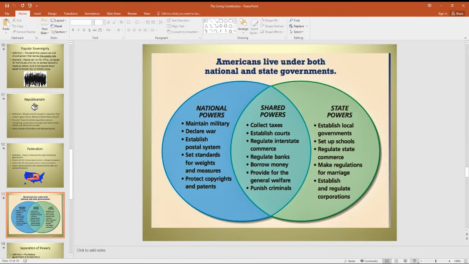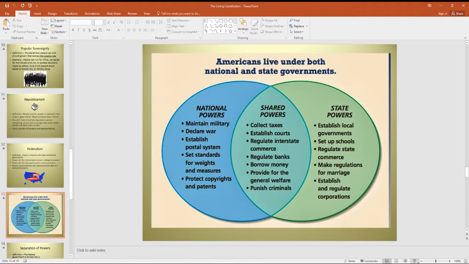This Venn diagram is a great chart explaining this, and you will need to know this Venn diagram, at least in its most basic sense. National powers: power to maintain a military. Only the national government has a military. The states don't have their own military. Even if there is a state militia, Texas can't declare war on Arkansas. It doesn't work that way. The national government has the only power to declare war.